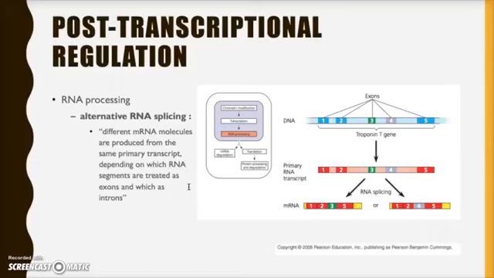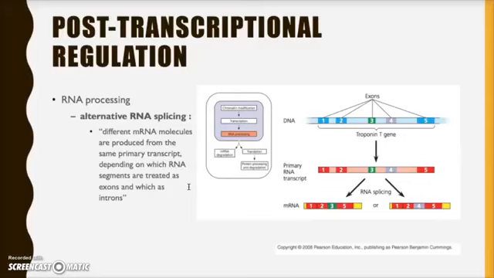And the next step that regulates gene expression is post-transcriptional regulation. This process involves two important parts. The first one is RNA processing. During this process, different mRNA molecules are produced from the same primary transcript, depending on which RNA segments are treated as exons and which are treated as introns.